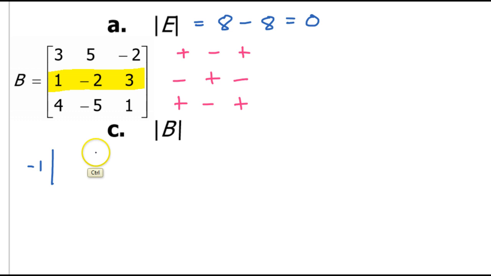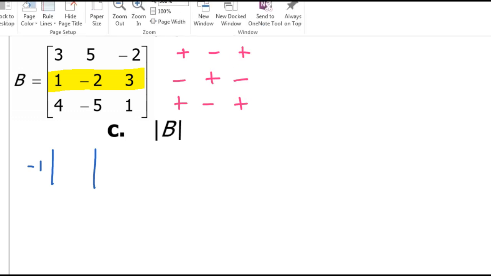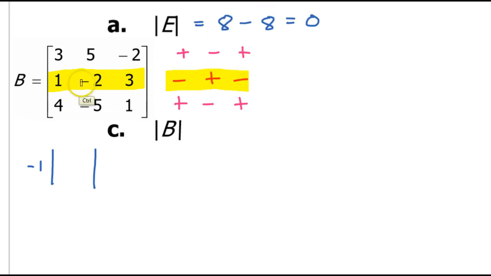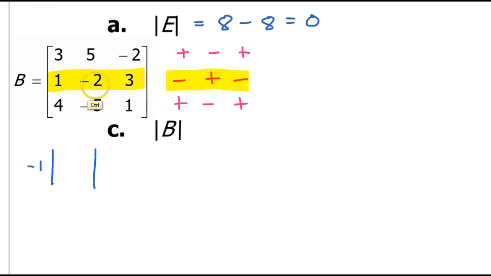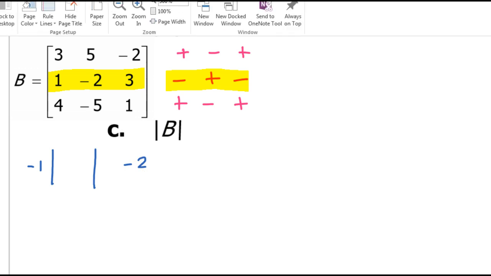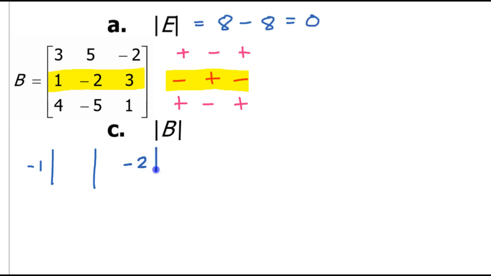All right, and then I'm going to have a minor matrix. And then I have the negative 2. Because of the plus, the plus tells me to keep that the same. So I'm going to keep it a negative 2. So I'll have negative 2 times the minor matrix. And then I have the 3. The minus means I need to do the opposite of that. So I'm going to do negative 3 times the minor matrix.